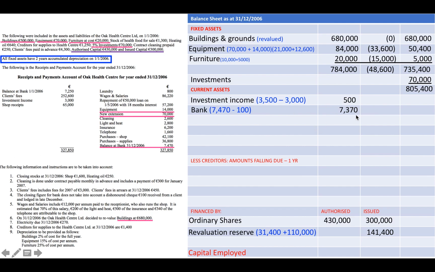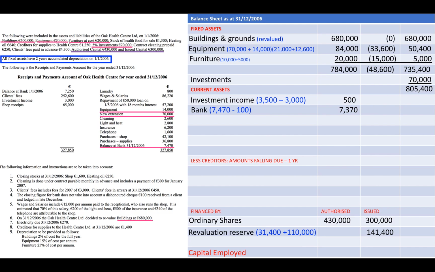So 7,370. Now, why have I minused €100 here? I have minused €100 here because you'll see in note 4, the closing figure for bank does not take into account a dishonoured cheque, €100, received from a client and lodged in late December. So that is also going to go into clients' fees due as well, which we will see now in a second. So our bank figure is 7,370.